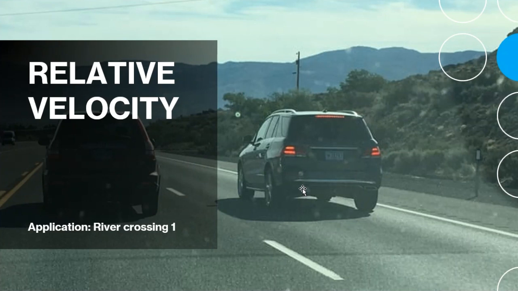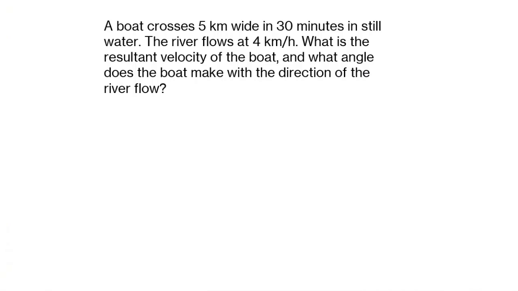So we are going to start with some questions, and this is the first question that we'll be looking at. The question says, a boat crosses a river 5 kilometers wide in 30 minutes in still water. The river flows at 4 kilometers per hour. What is the resultant velocity of the boat, and what angle does the boat make with the direction of the river flow? So I'm going to give a scenario here.